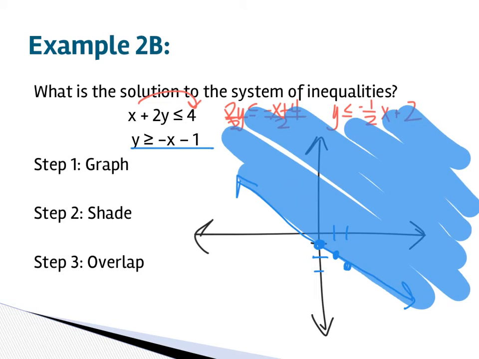Okay, the pink line where our y-intercept is 2, I'm going to put a point at positive 2. Then my slope is down 1, right 2, down 1, right 2. And that's going to be a solid line.